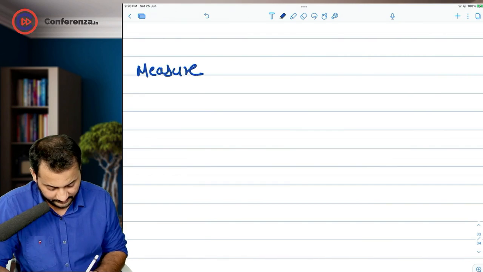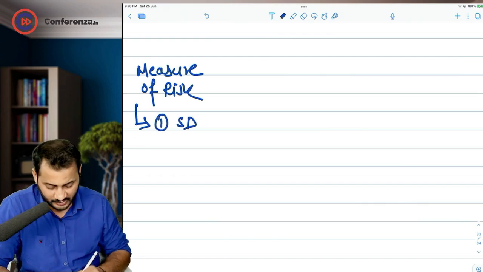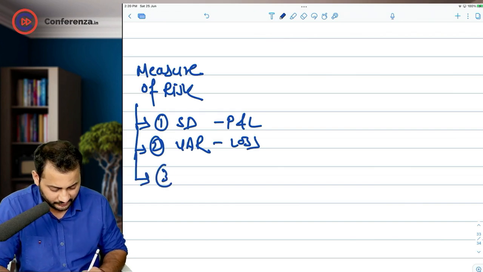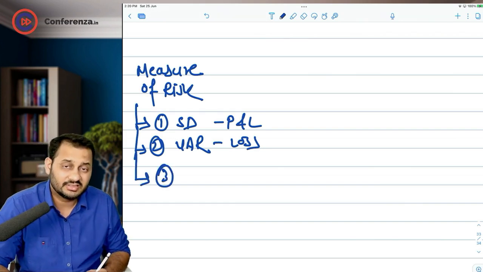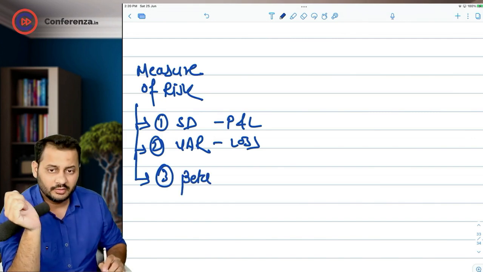First of all, let me ask you, what is the measure of risk? First is the standard deviation that we have learned. The second measure of risk that we have learned was VAR. It shows profit and loss both. It shows only about loss. The third measure of risk that we are going to discuss in the portfolio management chapter is beta.